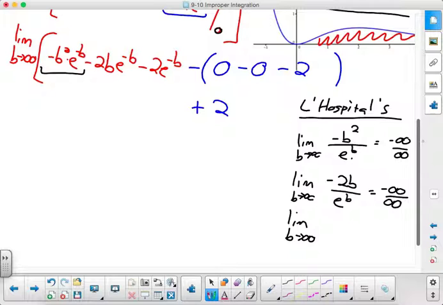Now the derivative of the top is negative 2, and the bottom is e to the b again.